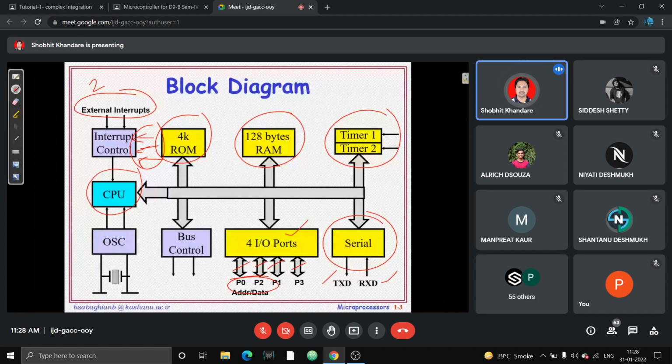Okay, then we have also seen the control bus. We have also seen the control bus. In this control bus, I have told you the dedicated control pins are RD bar, then you have WR bar, then you have ALE.